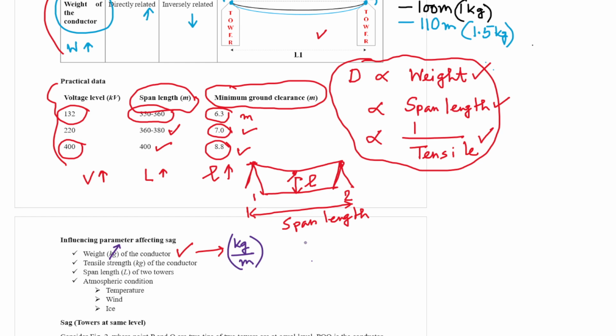That means if it is a conductor length, then what will be the total length and what will be the total weight of the conductor? So it should be written as kg per meter.